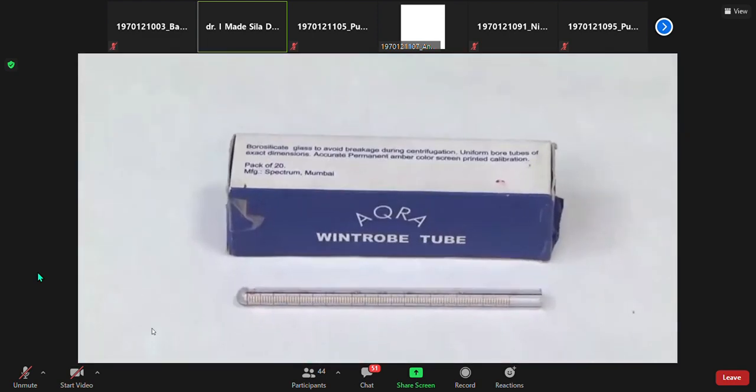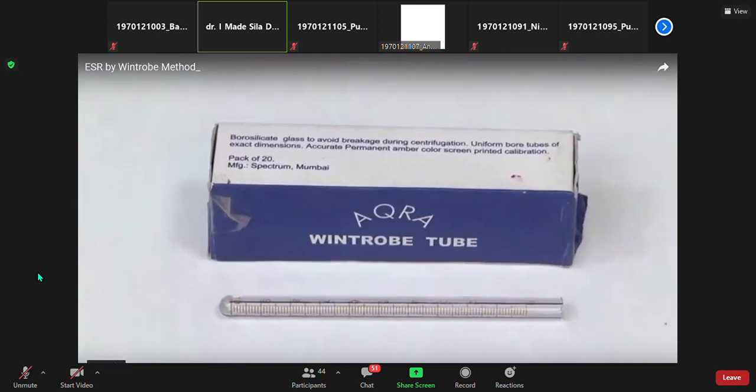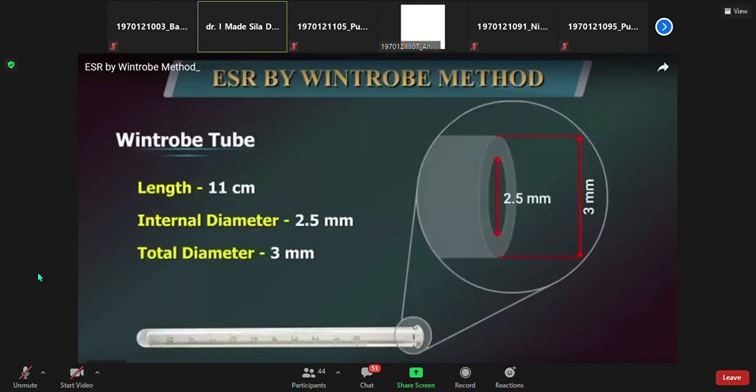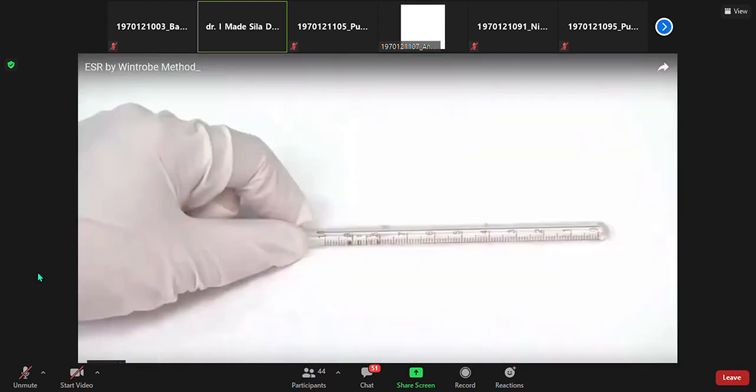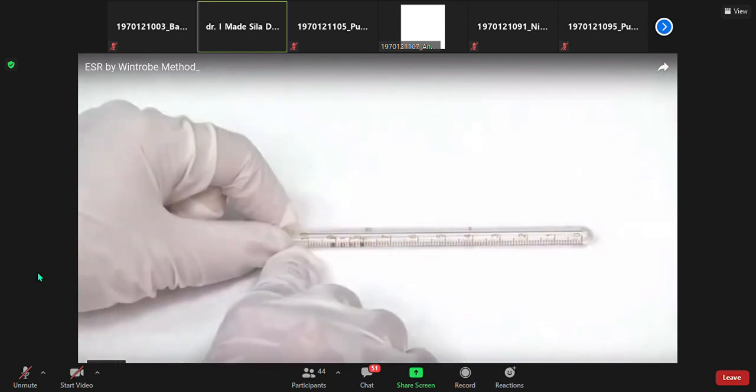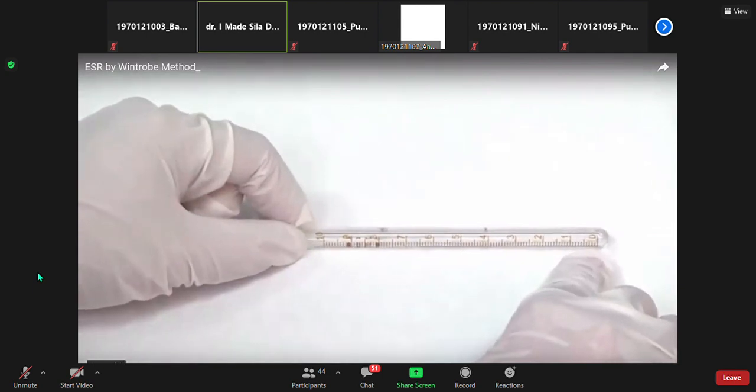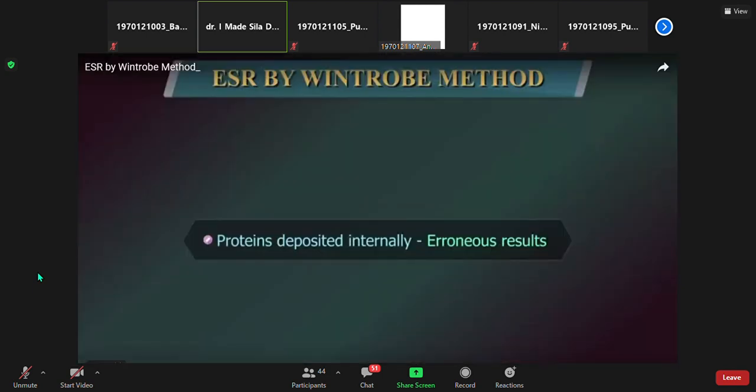Winthrop's tube is a narrow glass tube closed at the lower end only. The Winthrop's tube has a length of 11 centimeters and internal diameter of 2.5 millimeters. This tube can also be used for packed cell volume or PCV. The 100 at the top and 0 at the bottom for PCV. Tubes should be washed carefully as proteins may deposit internally and give erroneous results if not removed properly.